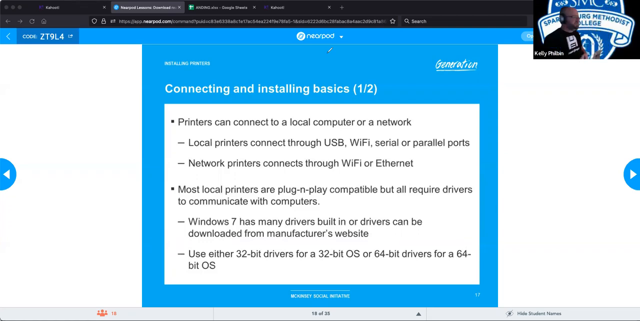Now, Windows 7 has a multitude of drivers built in and downloaded. But if you don't have the basic drivers on hand, you can go out to the manufacturer's website and download them. Or they may come on an optical disc with the printer, sometimes a USB. But fail-safe, you can always go to the manufacturer's website and download whatever applicable drivers you need. All right. And of course, you need to use 32-bit drivers for a 32-bit operating system and 64-bit for a 64-bit operating system.